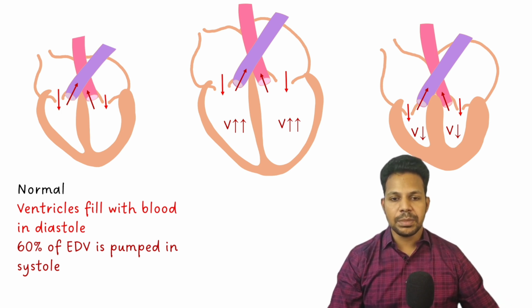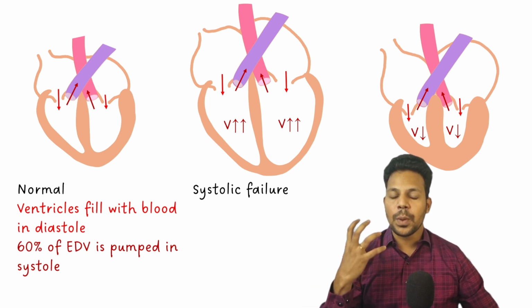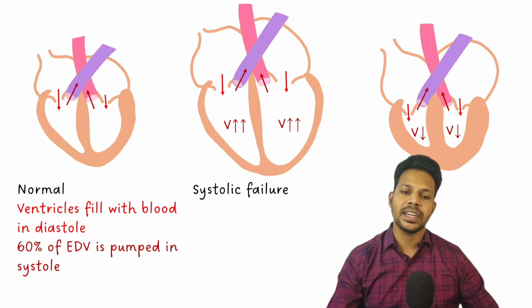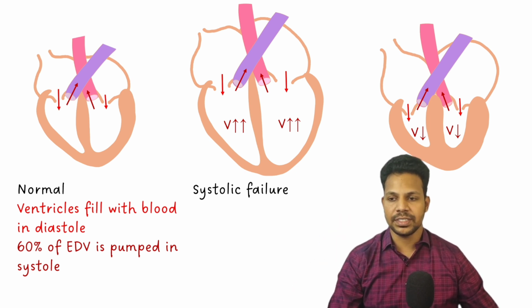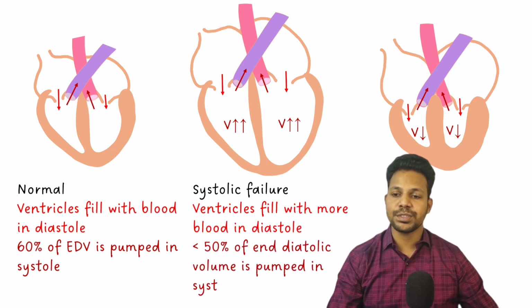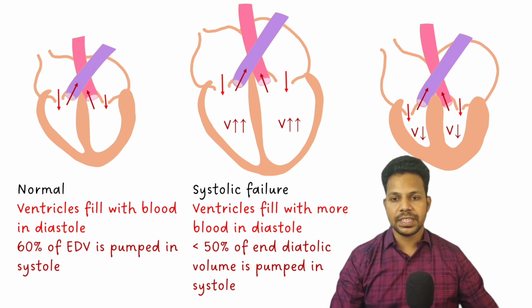But when you look at the second image, because of the increase in the volume of the ventricles, the heart will be able to accommodate more blood, but because of the ventricular thinning, it won't be able to pump the blood as a normal heart does. So the ventricles fill with more blood in diastole, and less than 50% of the end diastolic volume is pumped in systole.